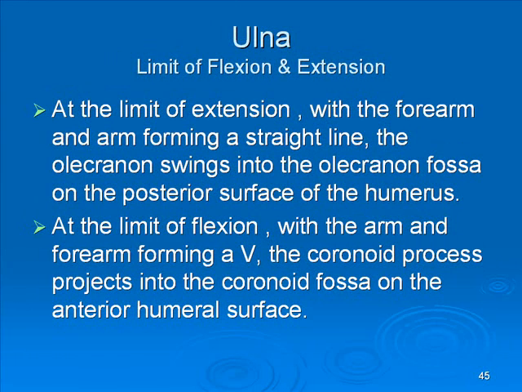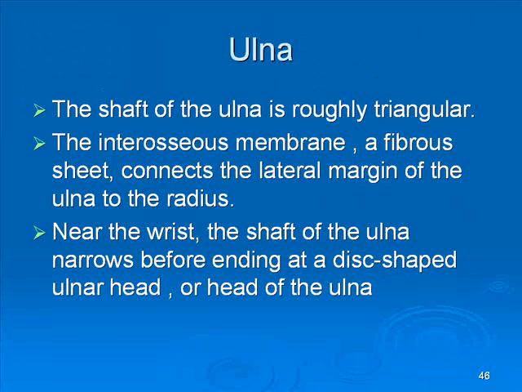At the limit of extension, with the forearm and arm forming a straight line, the olecranon swings into the olecranon fossa on the posterior surface of the humerus. At the limit of flexion, the arm and the forearm form a V. The coronoid process projects into the coronoid fossa on the anterior humeral surface. The shaft of the ulna is roughly triangular.